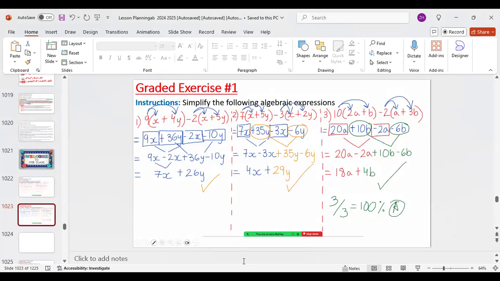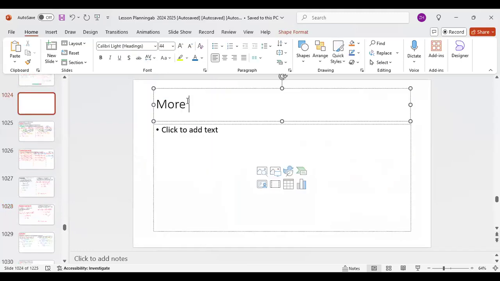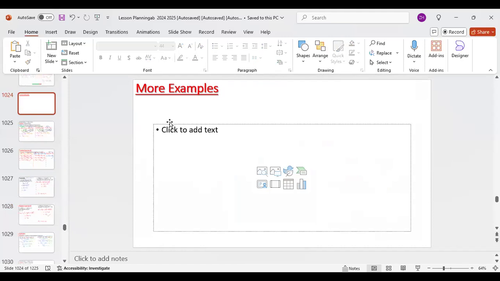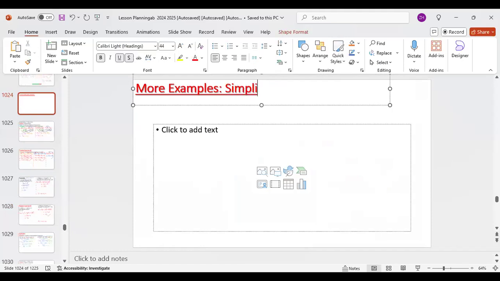So I know some people say they need more examples, so let's do another one. If you think you already know how to do it, I need you to go ahead and write the answer in the chat. Still do it in your book, but write the answer inside the chat. So this is more examples here. Let's continue. Again, our goal is to simplify.